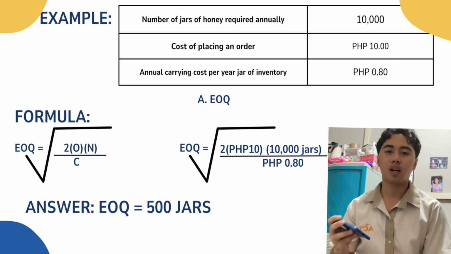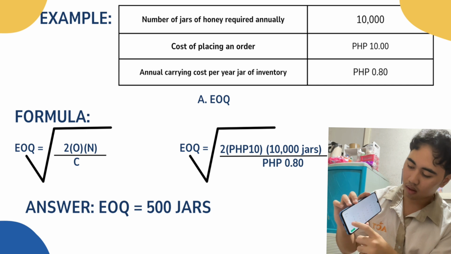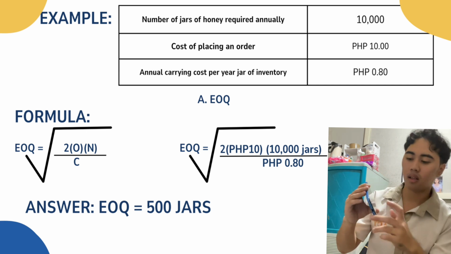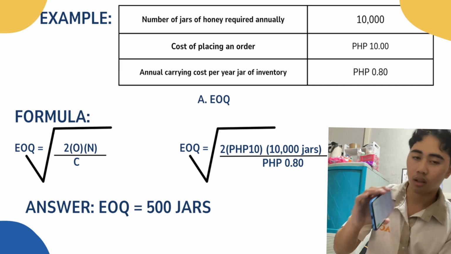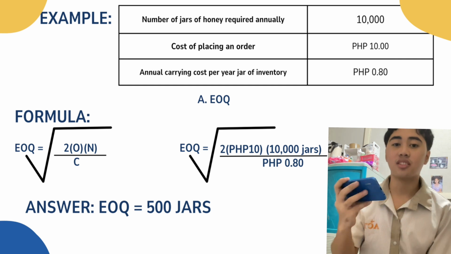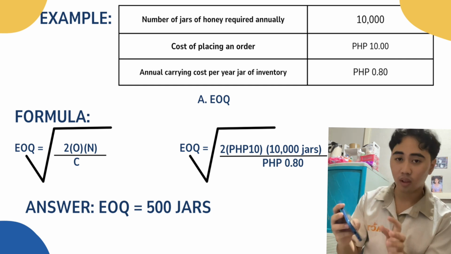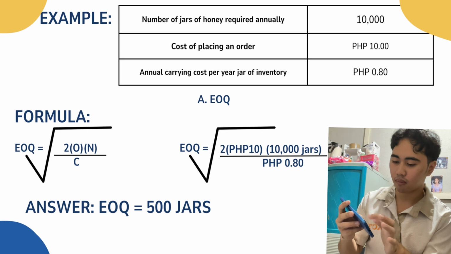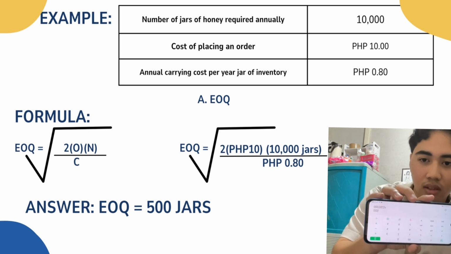I will demonstrate how to solve the EOQ. So 2 times 10 times 10,000, we get the answer of 20,000, and then divided by 0.80. So okay, we get 250,000, but not the final answer yet. We need to take the square root to get the EOQ. So the square root of 250,000 is equal to 500, which is the final answer for EOQ.